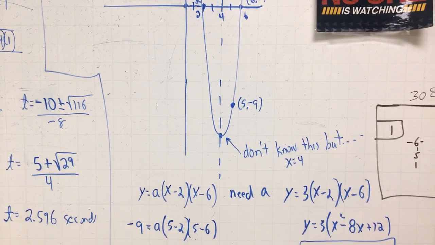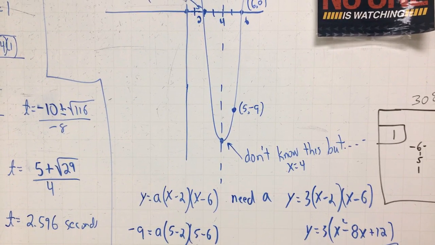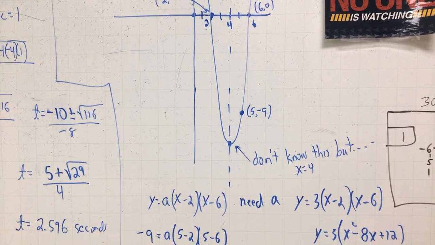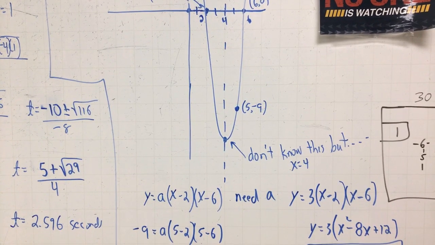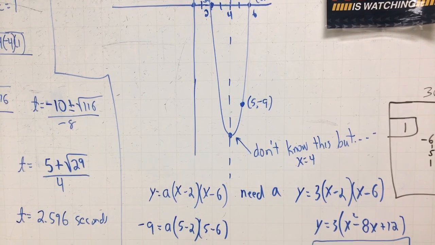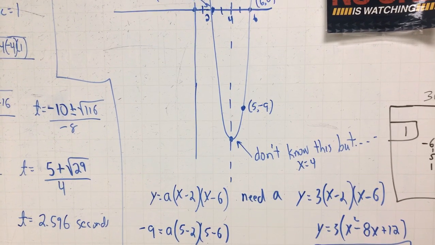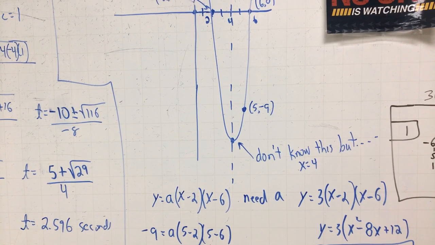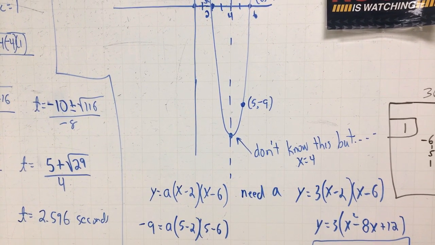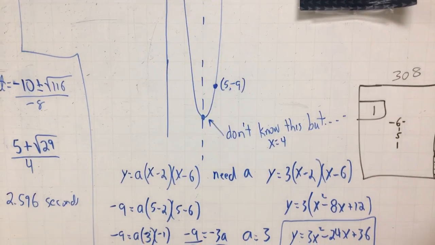Where did I get the x minus 2? Well, remember, if x is 2, if you subtract 2 from both sides, you get x minus 2 is equal to 0. If x is 6, you subtract 6 from both sides, and x minus 6 is equal to 0. Those are your factors, and then you plug in the x and y of that third point. All right? That's all you have to do for that.